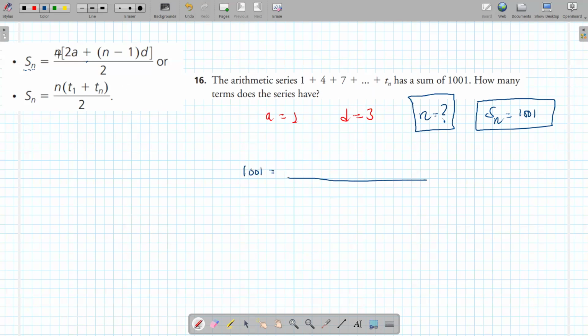That is equal to N, we don't know what N is, times 2 times A, so 2 times 1 is 2, plus N, again we don't know what that is, so we can't open that bracket. It'll be N minus 1 times D. We do know what D is. D is 3, divided by 2. There we go. This probably is going to become a quadratic.